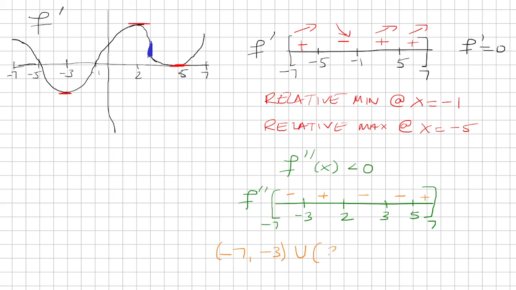And then 2 to 3, union 3 to 5. Okay. So again, make sure not to include the endpoints. At 3, for sure you don't want to include it because the second derivative is undefined there. And so this is when f double prime is negative.